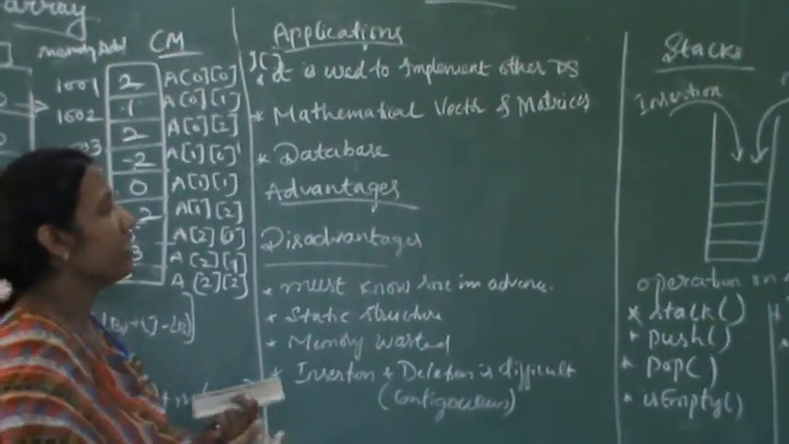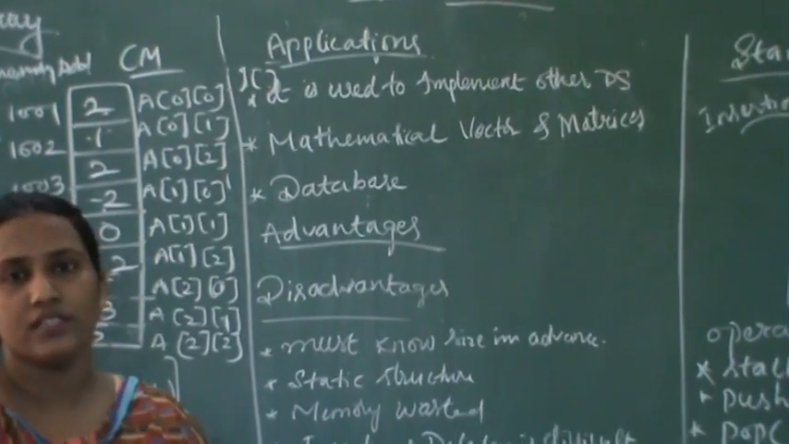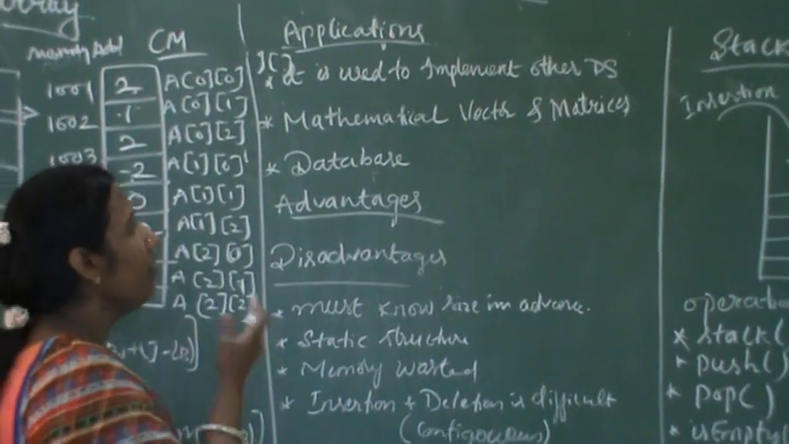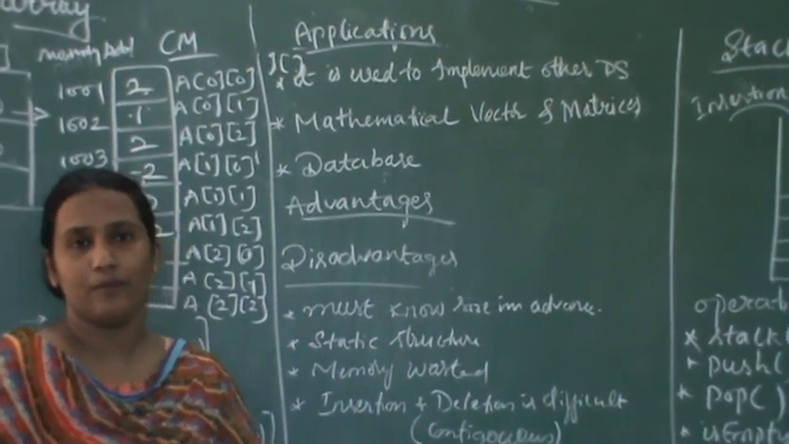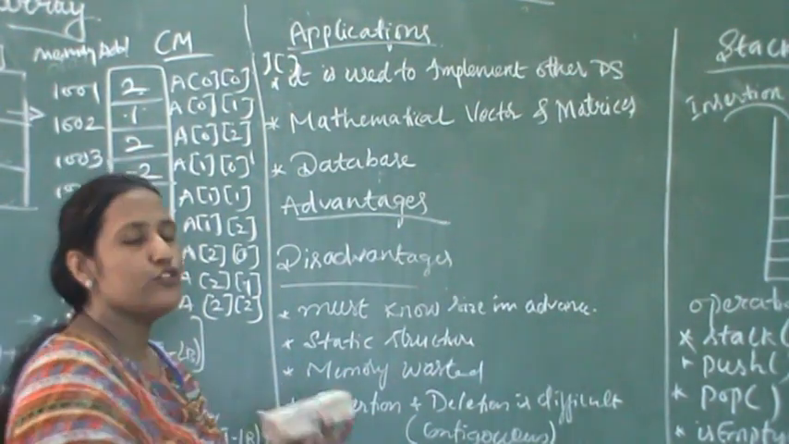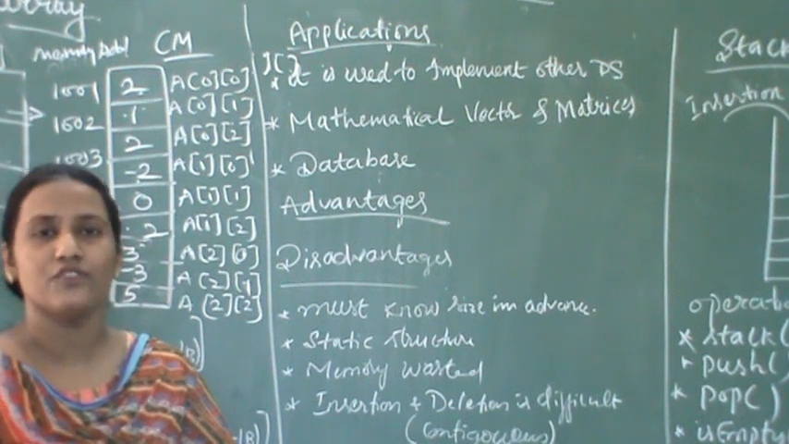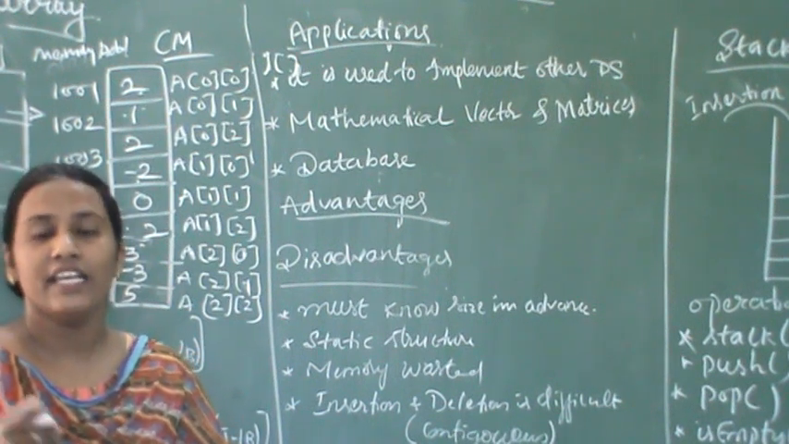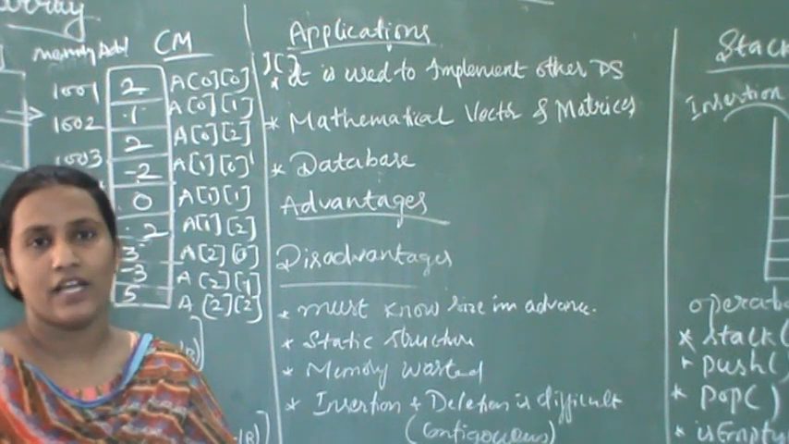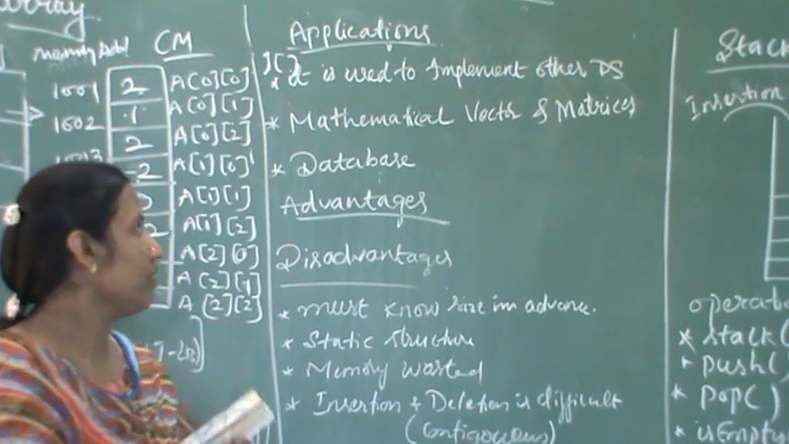So here, applications of array. Application means uses, where we are using the array. As you know, because the array takes contiguous memory locations, it is used to implement other data structures. Other data structures means we have linked lists, heaps, and stacks. So in order to implement other data structures, we are using this array.